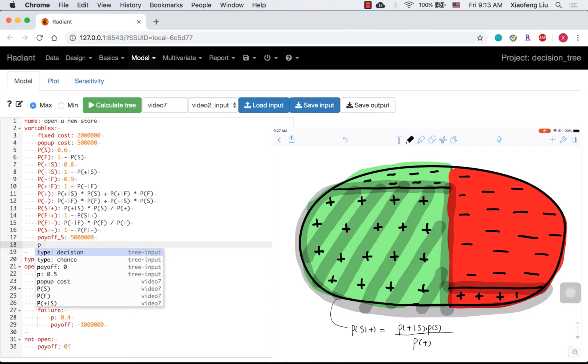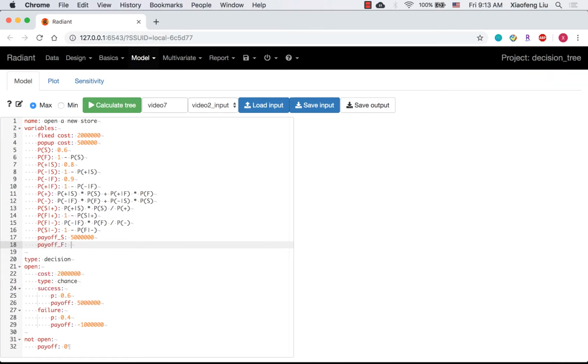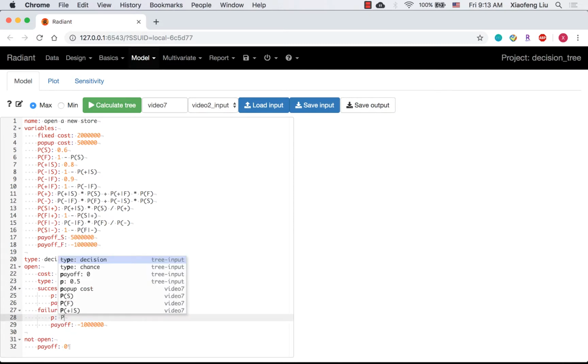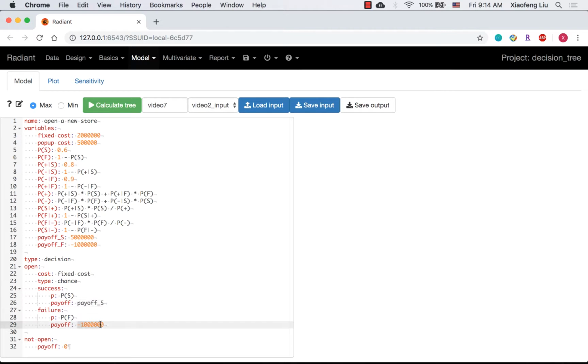I also define the payoff of success and failure here. And I will replace the cost, probabilities, and payoffs by the variables accordingly. After specifying the variables, I'm going to build a tree. It is a decision node.